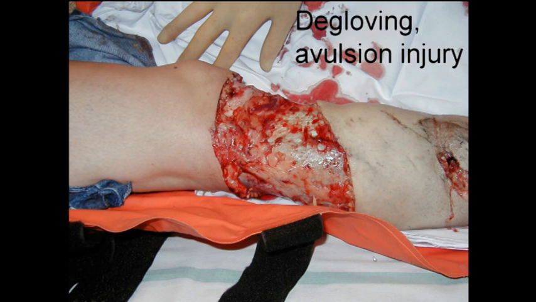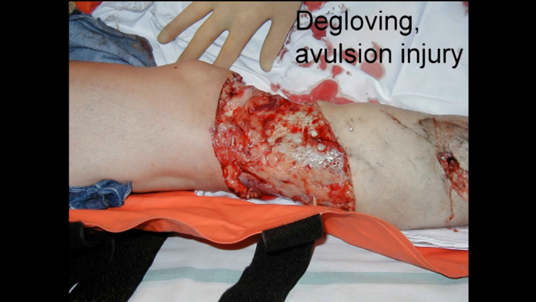Now here we're looking at a degloving injury, in this case on a leg. Most commonly you tend to see these in fingers, and often the patient will report that their ring was caught in some machinery, and as the ring was ripped off from their finger, it took the skin off the end of the finger with it, almost like taking off a glove. And we see here the skin which has been avulsed. This is a type of avulsion injury.